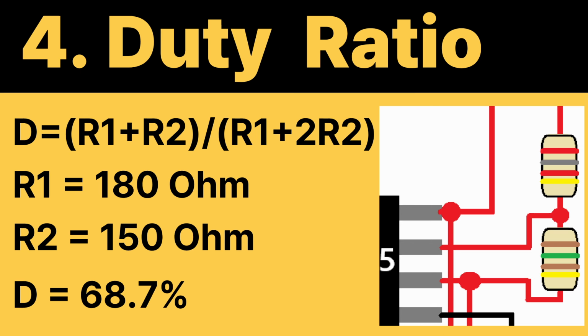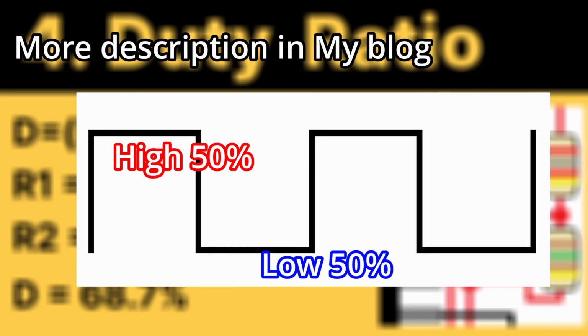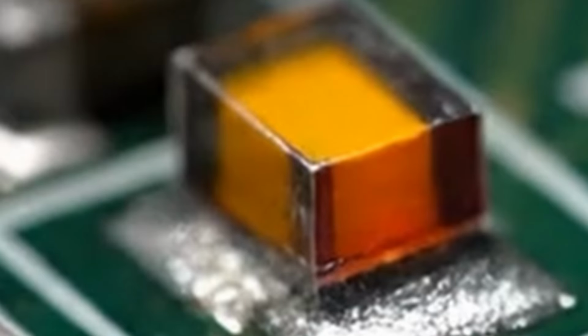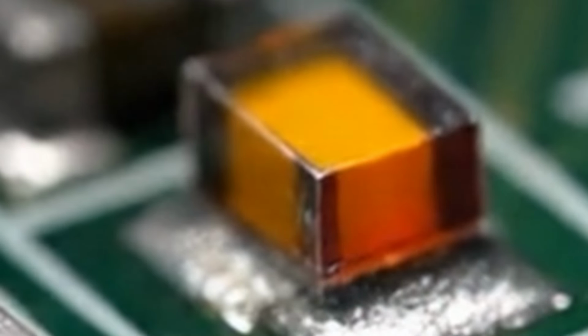Next, let's look at the duty cycle. In this calculation, the duty cycle can be expressed as follows. The duty cycle is 68.7%. This means that the IC's output is high for this percentage of time and low for the remaining time. A perfect square wave, where the high and low times match, is created when the duty cycle is close to 50%. This circuit can be used to build a simple LED flasher or an SMPS.